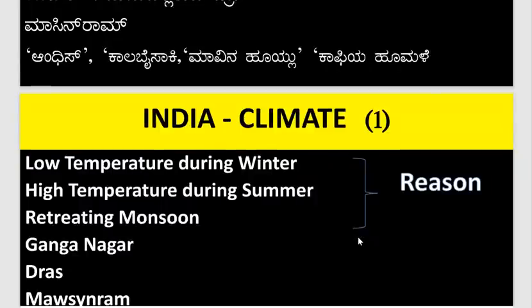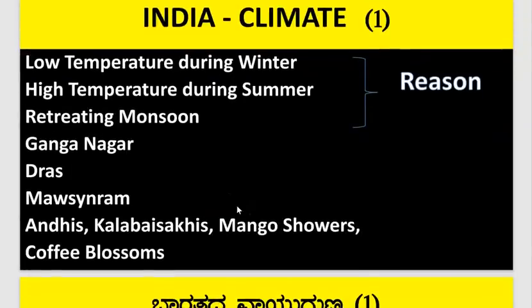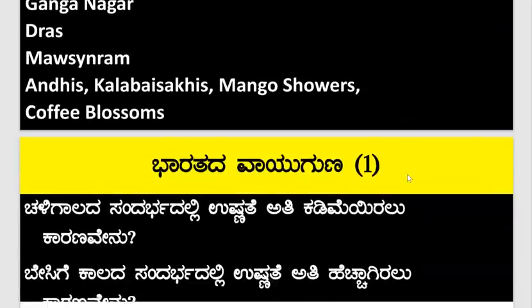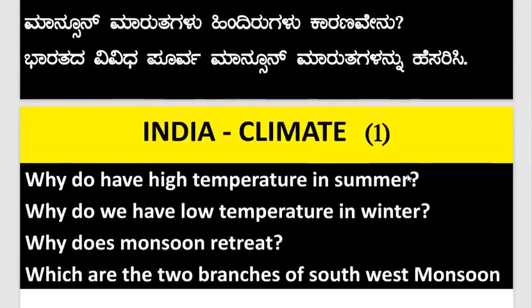Next, India climate. You should know the reasons: low temperature during winter, high temperature during summer, retreating monsoon. What is the reason behind this? Also these terms: Kalbaisakis, mango showers, coffee blossoms. You need to remember these basic terms, their functions and basic definitions. Is this clear? Good.